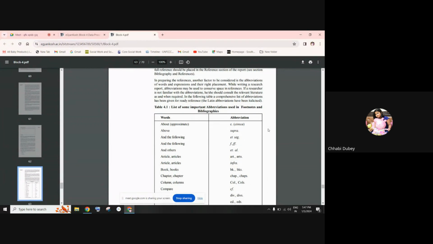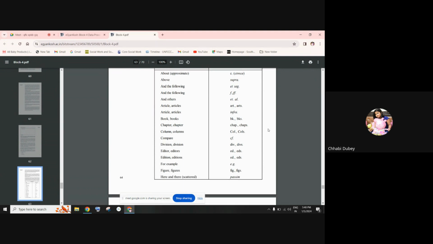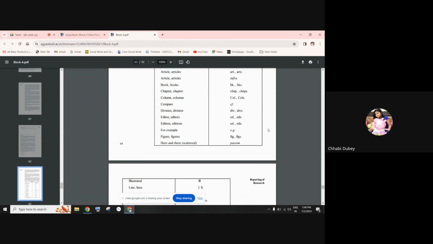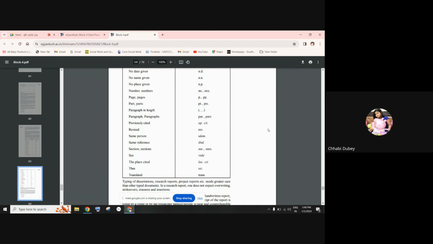So basically, they have also given some of the important abbreviations which can be used as footnotes and bibliographies. Earlier there used to be a lot of inclusion of footnotes, but nowadays, usually footnotes are not written. But that would depend on the organization. You have to check with your organization the kind of style that they are using. So these are the different abbreviations that can be used. They have given a list of different abbreviations that can be used for research report writing.